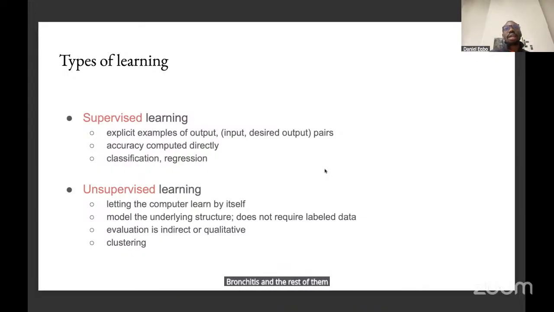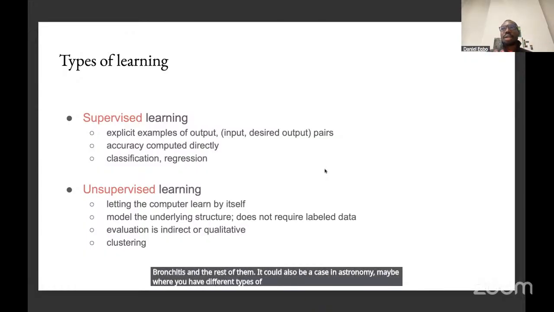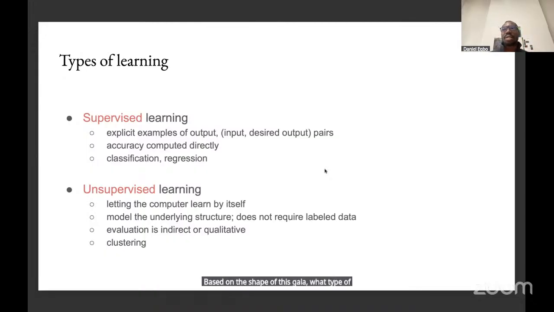It could also be a case in astronomy, where you have different types of galaxies, and you're trying to look at, based on the shape of this galaxy, what type of galaxy is this? Is it a lenticular galaxy? Is it a spiral galaxy? Is it an irregular galaxy, or in the form of a star? Is it a massive star?